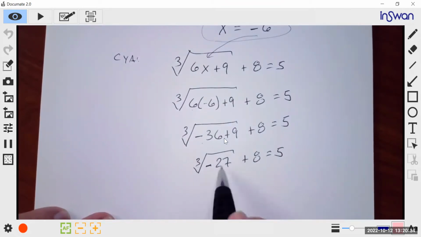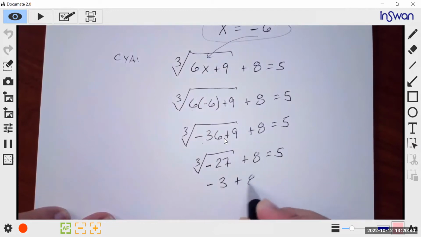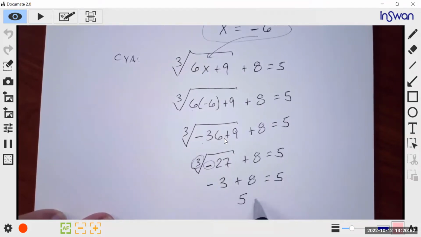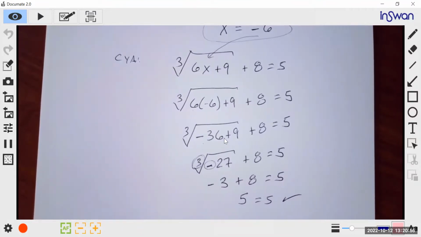Cube root of negative 27. Negative 3 plus 8 equals 5. Because since it's an odd root, I can have a negative answer. Only odd roots can have negatives inside. -3 plus 8 is 5. 5 equals 5. So our answer is -6.